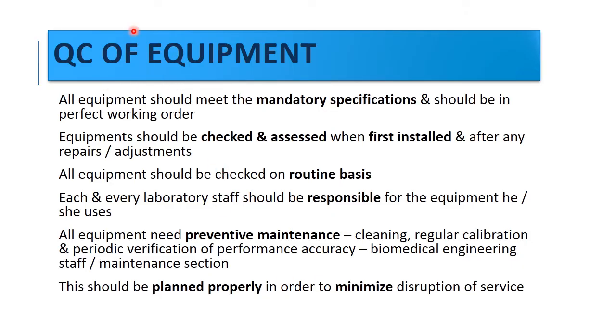Next, quality control measures with respect to equipment. With respect to equipment, all the mandatory specifications of the equipment should be followed and the equipment should be in good working condition. Equipment should be checked and assessed when first installed. Before installing, we have to check and assess properly whether all the parts are present and working fine. All equipment should be checked on a routine basis.